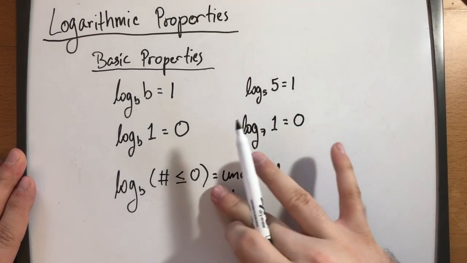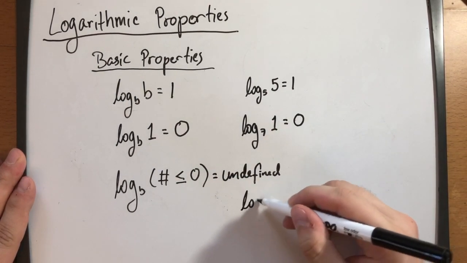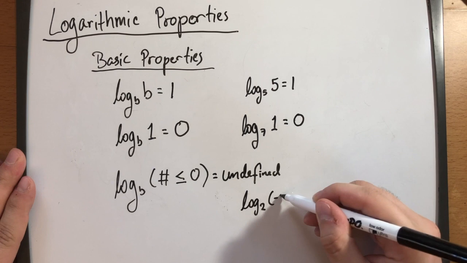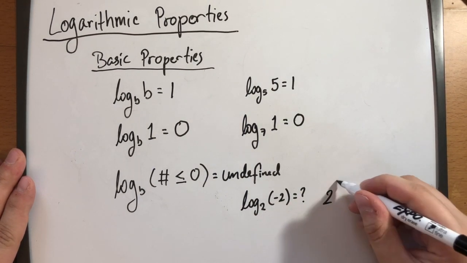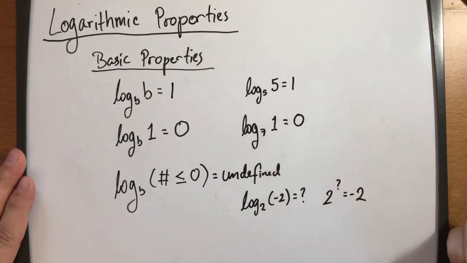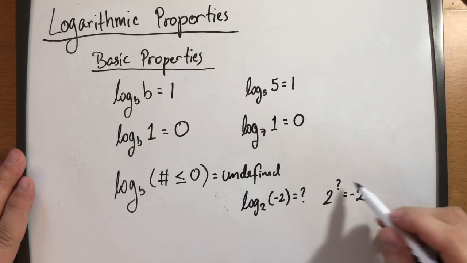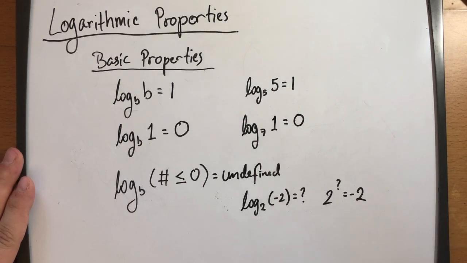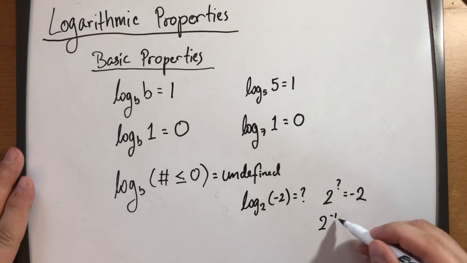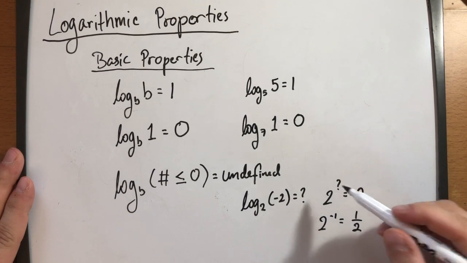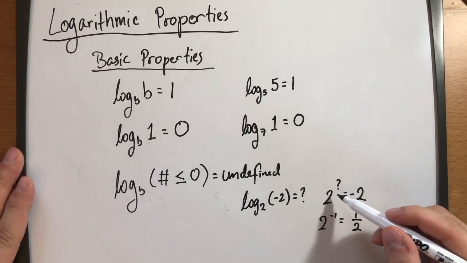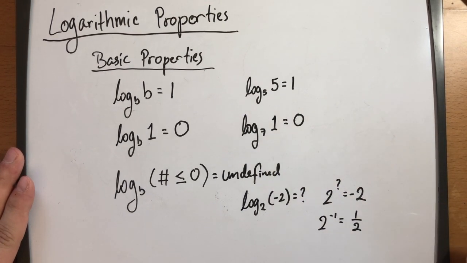Another example would be log base 2 of negative 2. What in the world would this be equal to? So again, 2 raised to what is equal to negative 2. There is no such exponent that will ever make this happen. You may get this confused with maybe raising this to the negative 1. But 2 raised to the negative 1 is 1 over 2. Therefore, this is incorrect. So there is no such exponent that would ever make this base equal to a negative number or 0. It is impossible.